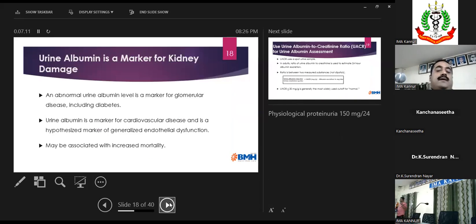Urine albumin is a marker of kidney disease. Normally, you and I would be expected to excrete 150 milligrams of protein per day, of which 30 milligrams is albumin. Urine albumin is a marker not only for kidney disease; newer studies have shown that cardiovascular disease is also associated with albuminuria.